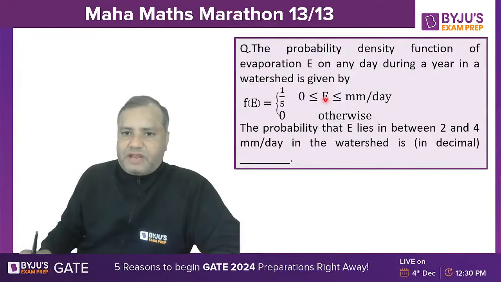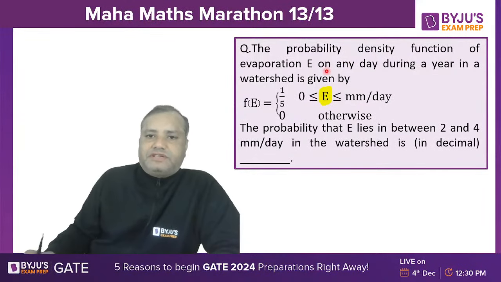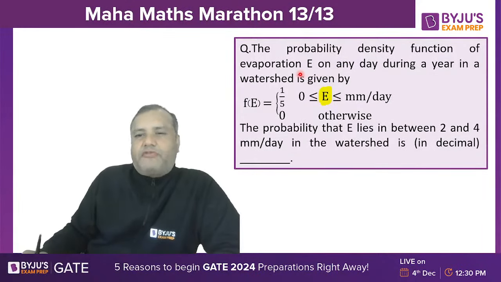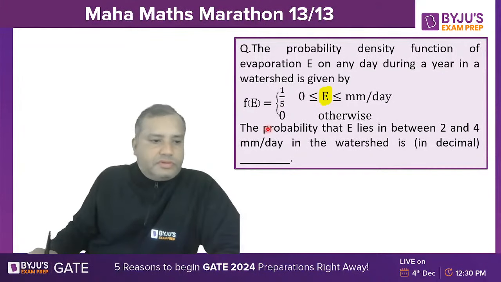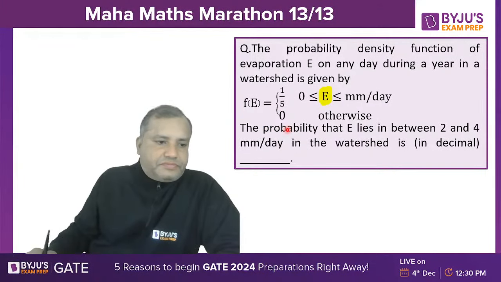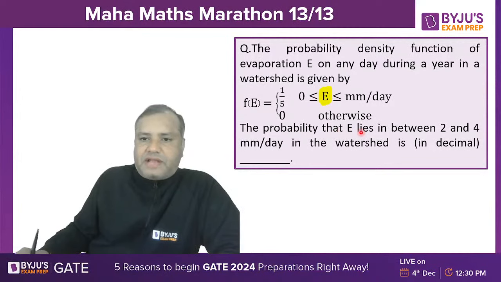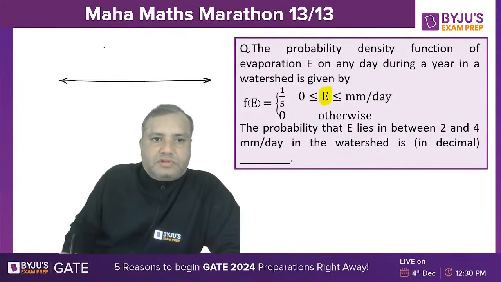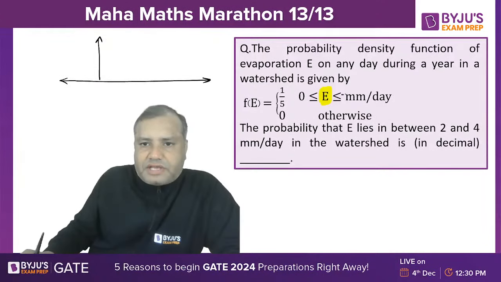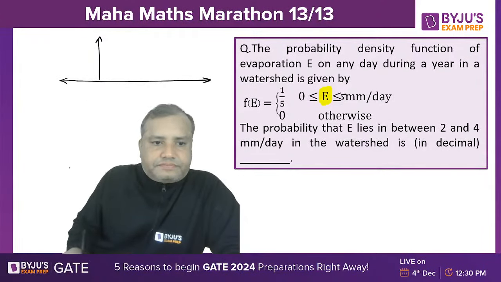See, here the random variable is not x, it is written as E. Probability density function of evaporation E on any day during a year in a watershed is given by f of E. The probability that E lies between 2 to 4. So students, 1 by 5 is given in the interval 0 to 5.